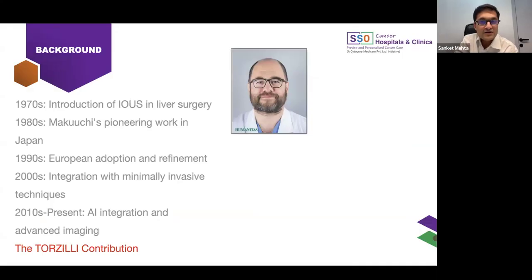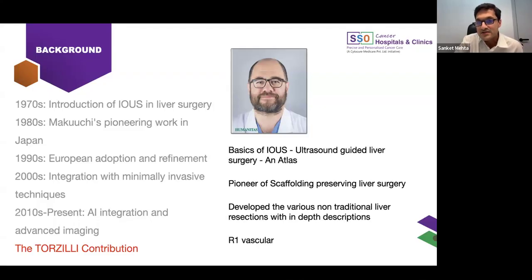Now, putting all this background, we cannot neglect or ignore the contributions of the single man whose involvement in this field has revolutionized how we perform liver surgery, and perhaps his single contribution overshadows all those that I have already spoken about, and that is Dr. Guido Torzilli from Humanitas University. He was the first person to give an in-depth description of intraoperative ultrasound guided liver surgery in the English language in an atlas.